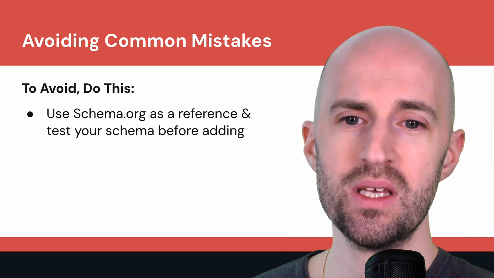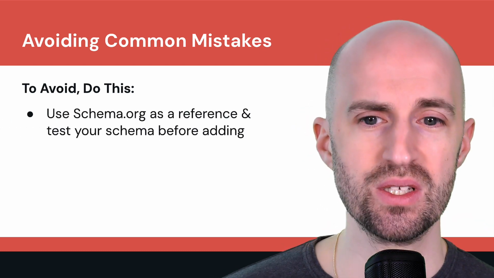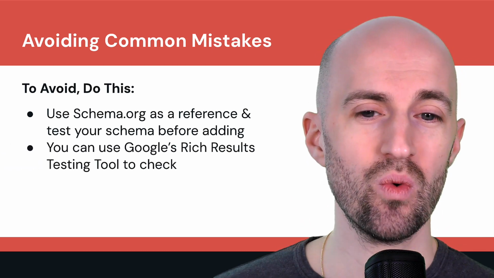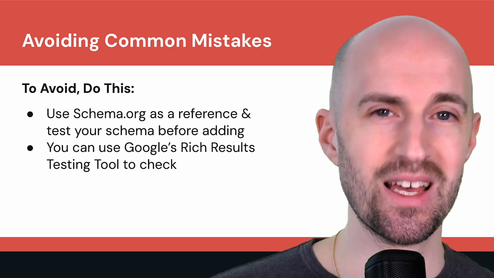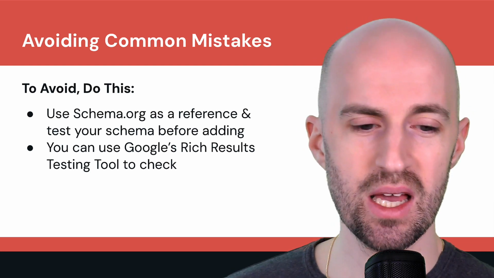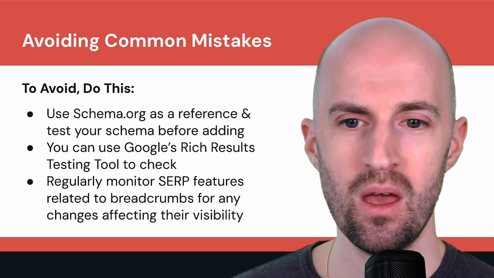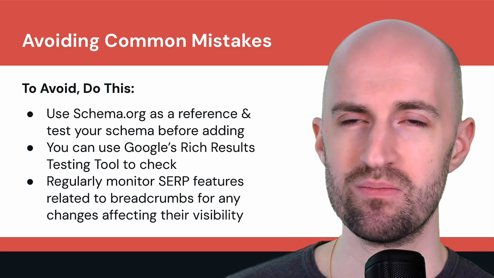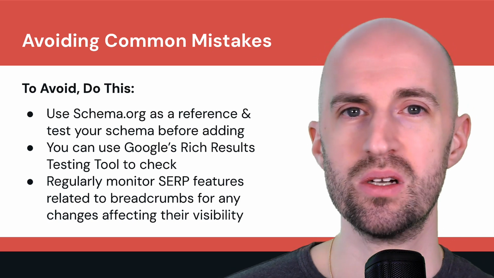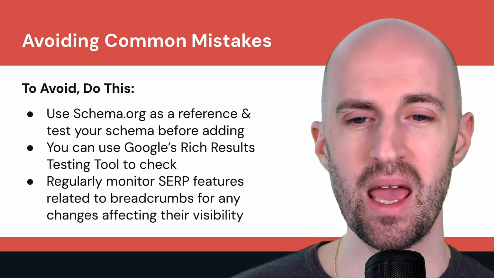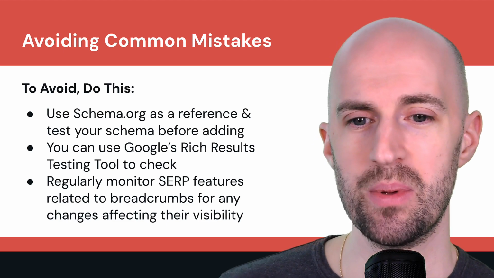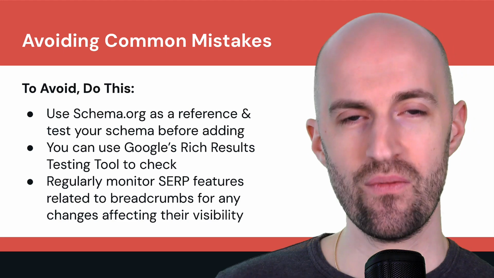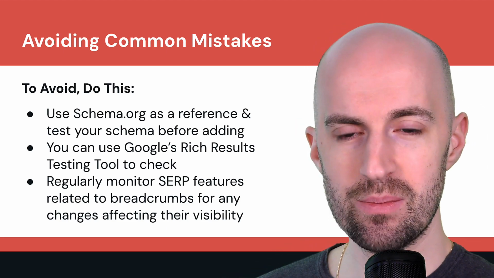To avoid this, use schema.org as a reference and test your schema before adding. You can also use Google's Rich Results Test tool to check just in case before you roll it out. You also want to regularly monitor SERP features. You can do that by putting in the keyword of your website or your page and then seeing how it shows up, seeing if there are any issues with the breadcrumbs affecting their visibility.